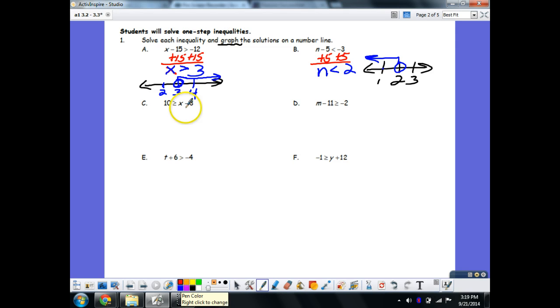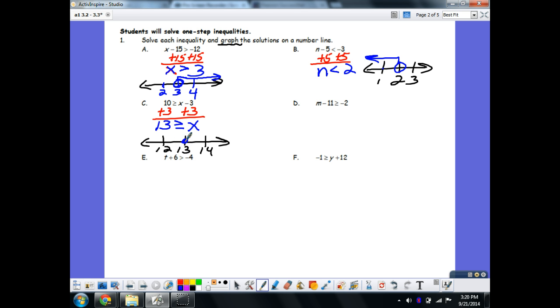In example C, we're going to solve that by adding 3 to both sides. So we end up with 13 is greater than or equal to x. And then to graph this, we're going to put those values that are right around 13. Now, since we have greater than or equal to, 13 is a solution to this.